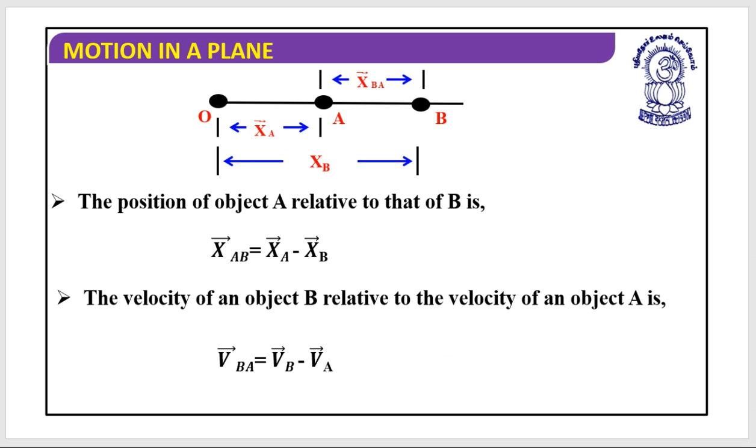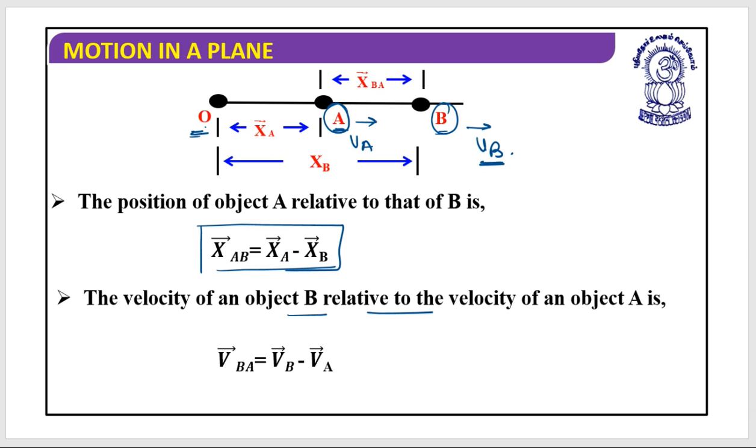Have a look: this is the origin, this is the position of particle A with respect to the origin, and this is the position of particle B with respect to the origin. Then the position of object A with respect to object B can be written as XAB, which equals XA minus XB. If we compare their velocities, say this is VA and this is VB, then the velocity of object B relative to object A is VBA equals VB minus VA.